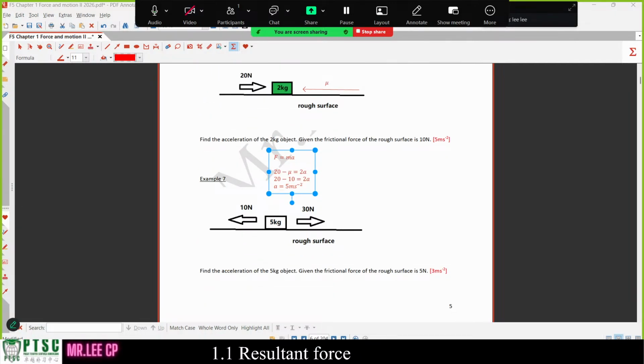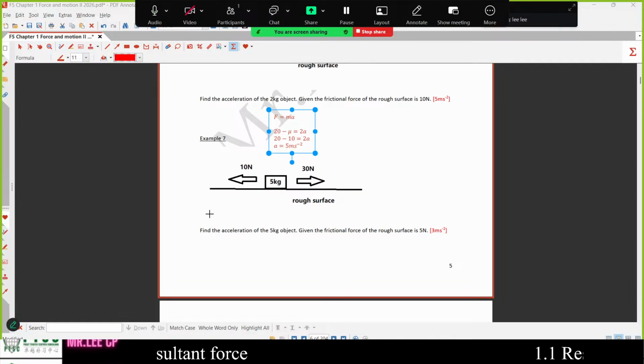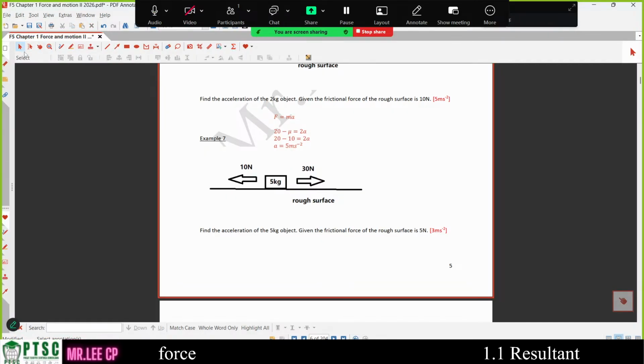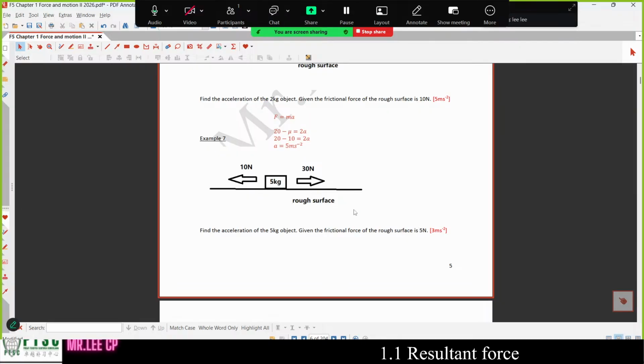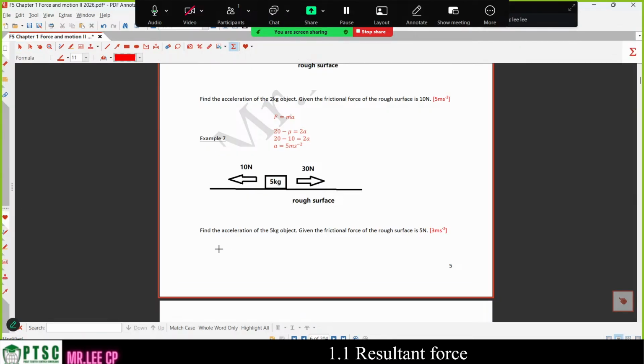Okay. So far, so good. Any question before I continue? Hopefully no. So we continue from here. Now, example number 7. Find the acceleration of a 5 kg object when the frictional force of the rough surface is 5. They told you the rough surface friction is 5. So F is equal to MA.